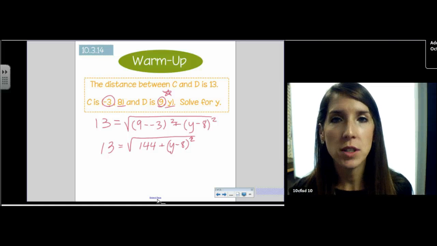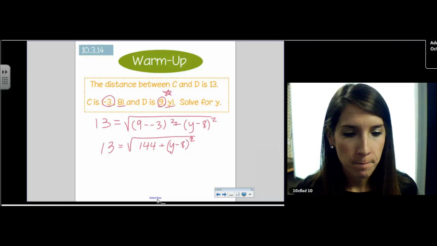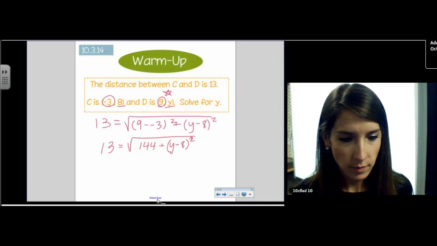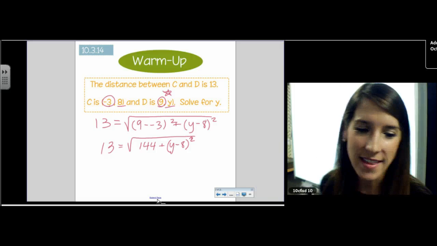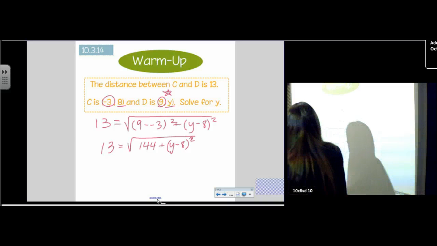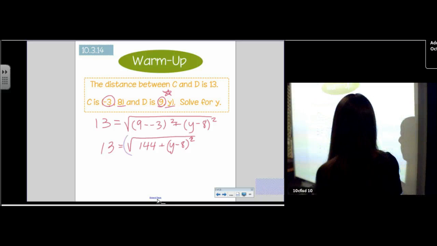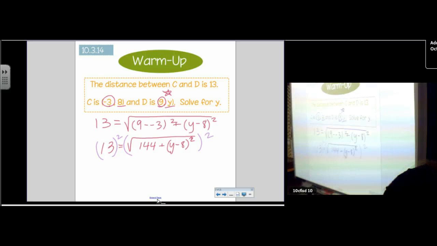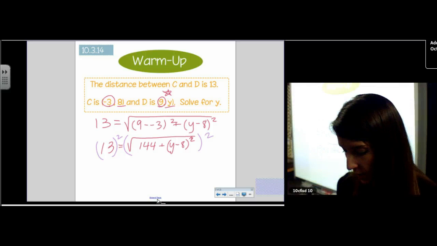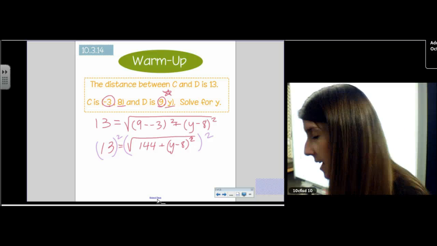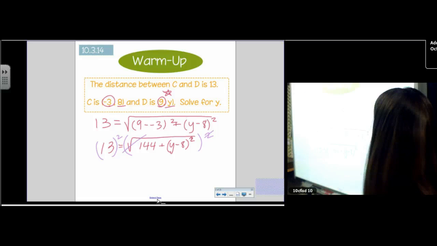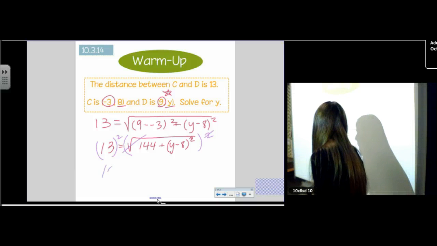How do you undo square rooting something? Square it. Thank you, Rishi. So we are going to square it. Whatever you do to one side, you must also do to the other side, right? So we are going to square the right, and the squared and the square root will cancel. And we're going to square the left, and we're going to get 169.